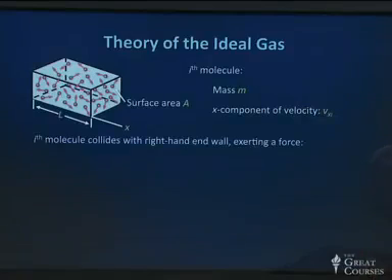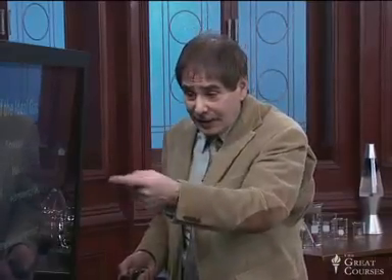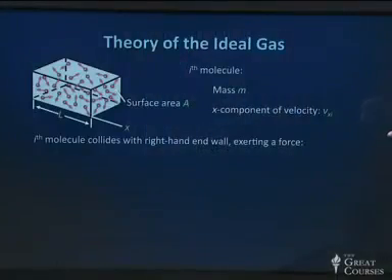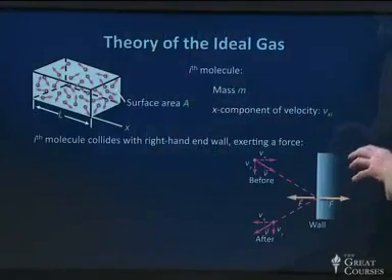The ith molecule collides with the right-hand end wall. Because it has an x component of its motion, sooner or later it's going to hit the end of the container in the x direction. And when it does, it's going to exert a force. And here's a picture showing how that force comes about.